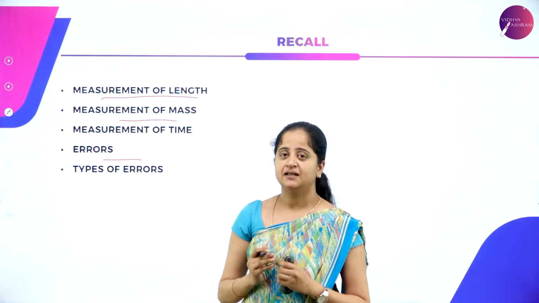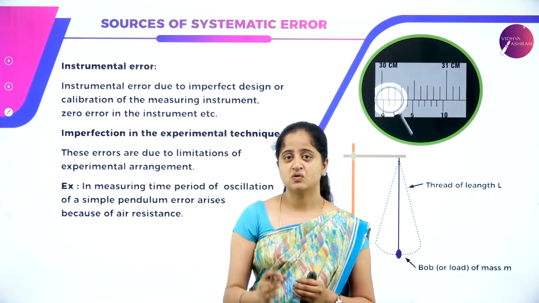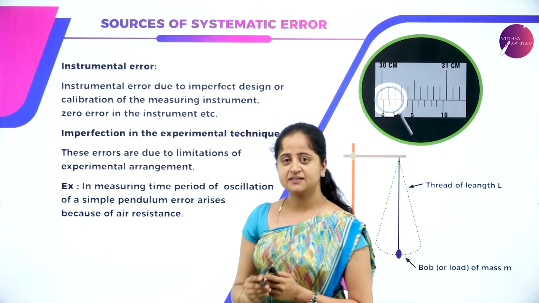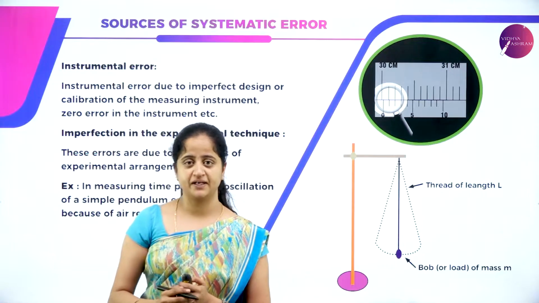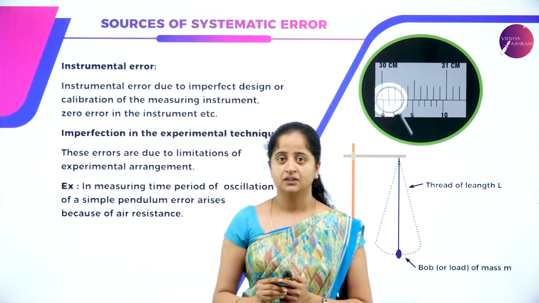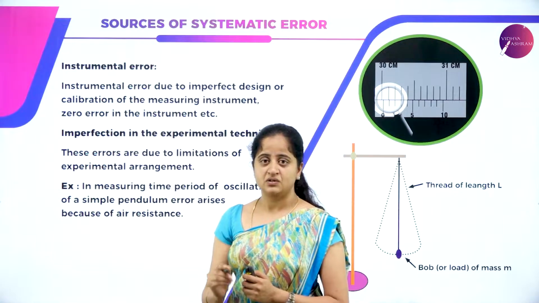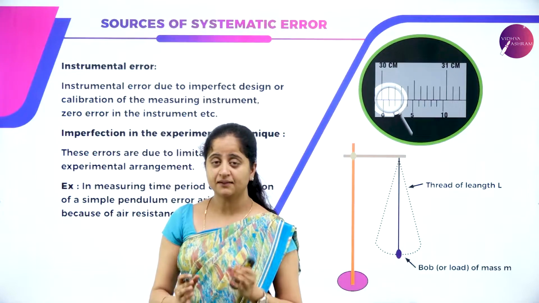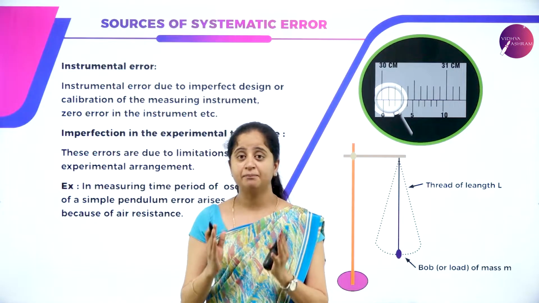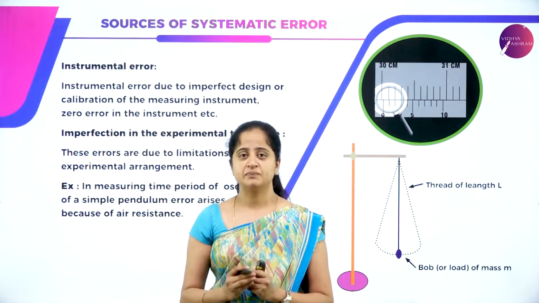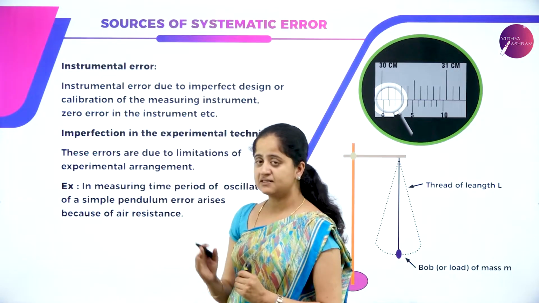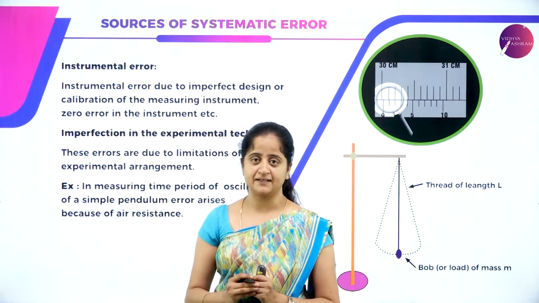In today's session, let us study in detail about the sources of the errors what we have discussed in the last session. Yes, as we discussed in the last session, there are two types of errors. One is the systematic error, the other one is the random error. What is systematic error? So, what are the types of systematic error? There are three types we have in a systematic error, that is the instrumental error, imperfection in the experimental technique, and also personal error. So, these are called as the source of systematic error. So, today we are discussing about the source of systematic error.